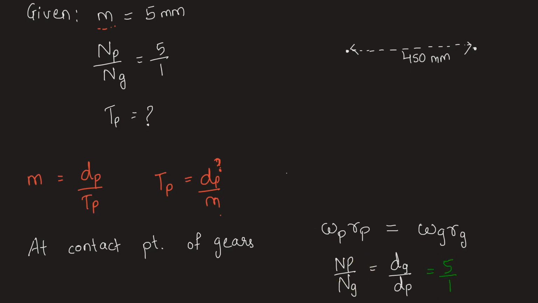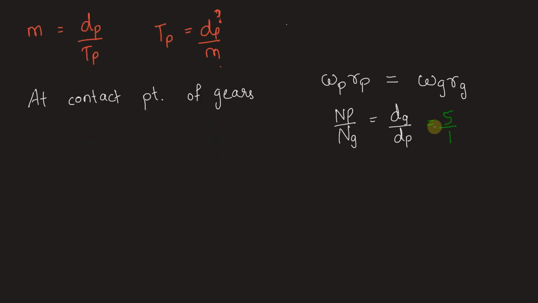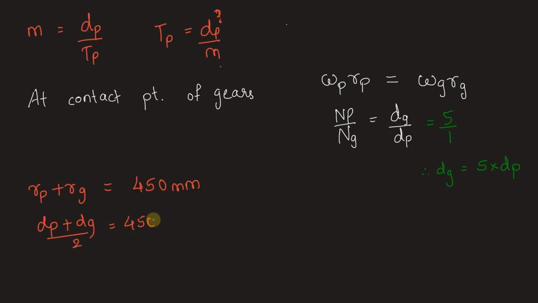Let's solve this further. So we have Dg by Dp is equal to 5/1. Therefore, Dg is equal to 5 into Dp. We also know that for gears, center to center distance is given to be 450 millimeters. That means rp plus rg is 450 millimeters. We can substitute again diameter by 2 for each of these. We have (Dp plus Dg) by 2 is equal to 450 millimeters.